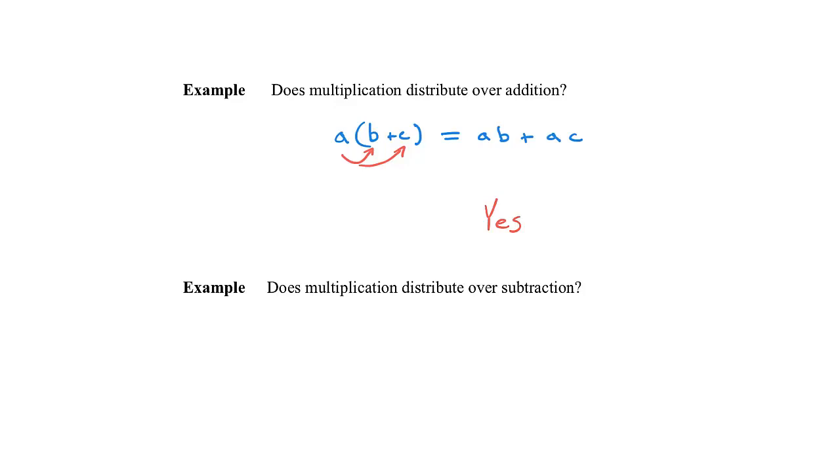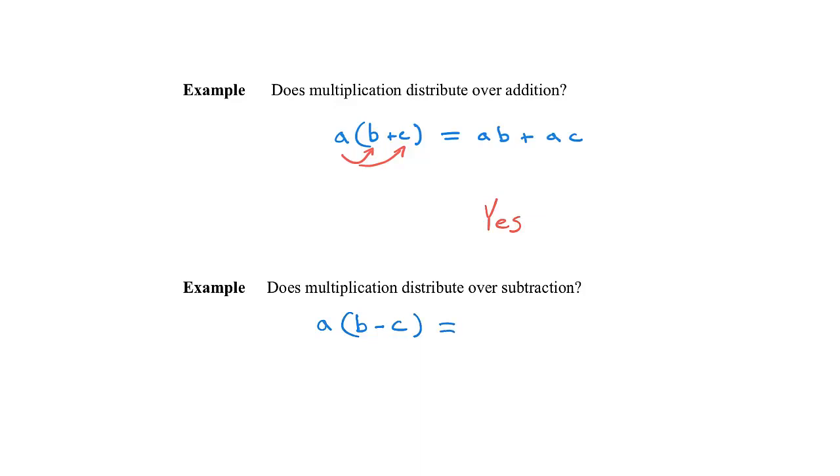Let's try for subtraction. A similar expression would come up. This time it would just be A multiplied by B minus C. So we would like to know if we can distribute the A into the B and the C. Now it turns out that this is true as well, but we can actually do a proof. We can write down a reason why this is true.